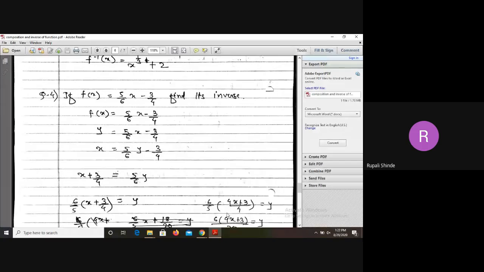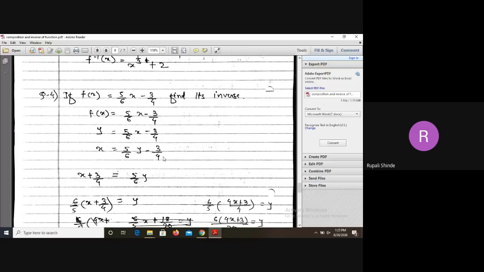Why? See here, first we have to replace this f of x by y. So first we apply y is equals to 5 by 6 x minus 3 by 4. Now we have to swap the position of x and y. Here y is there, that's why we replace this y by x, and here x is there, that's why we write y. So we will get the equation as x is equals to 5 by 6 y minus 3 by 4.